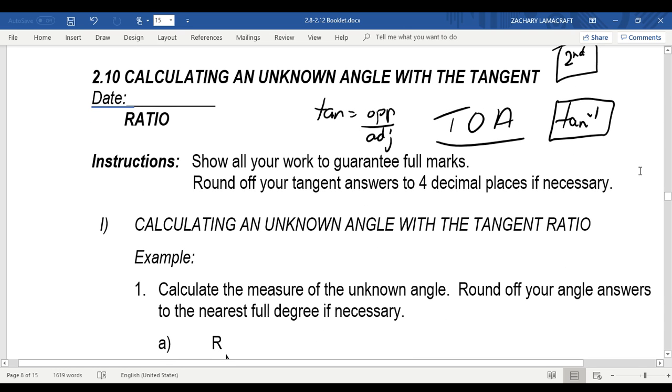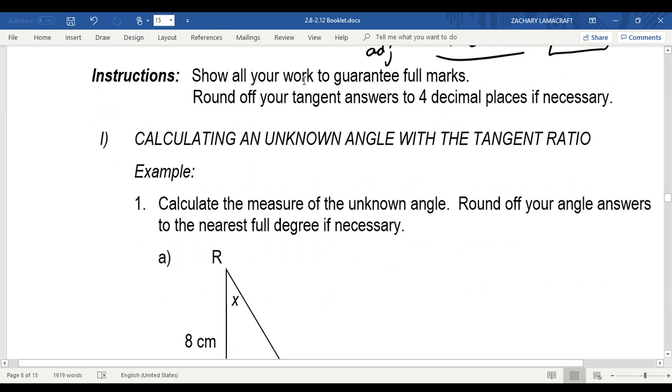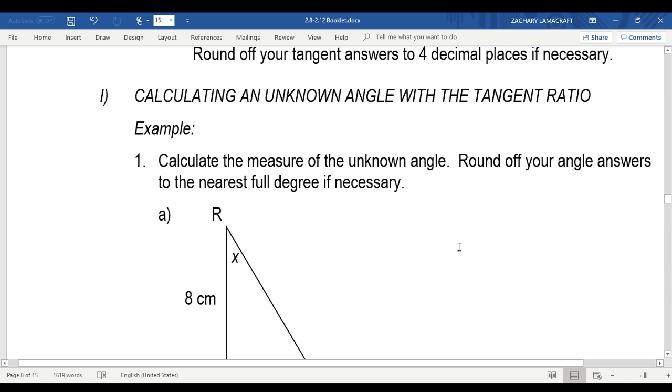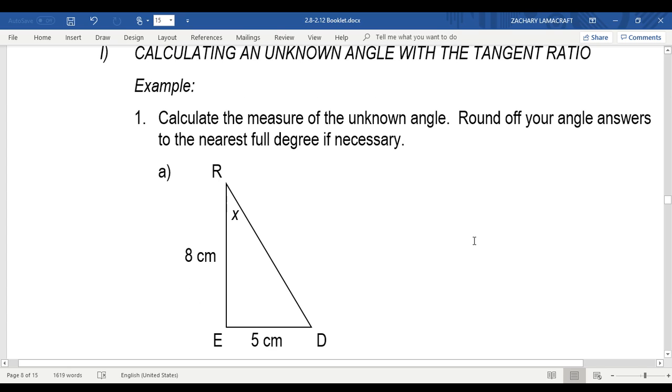So the instructions for this are to show all of your work to guarantee full marks and to round off your tangent answers to 4 decimal places if necessary, okay? And that's kind of where we're going with all this. So example 1 says calculating an unknown angle with a tangent ratio. Calculate the measure of the unknown angle and round off your answers to the nearest full degree if necessary.